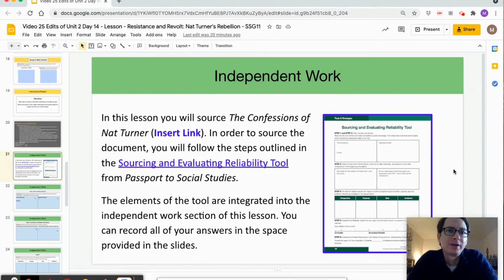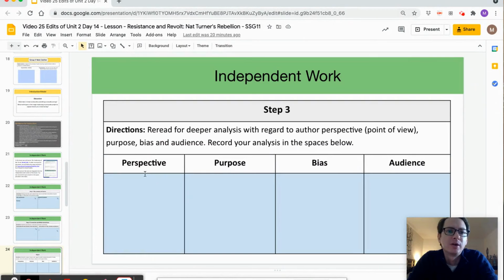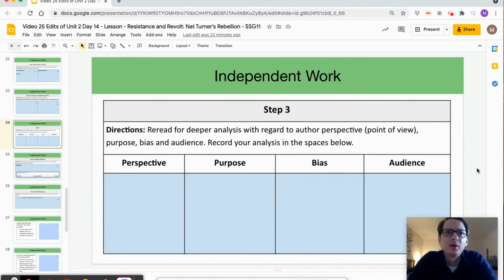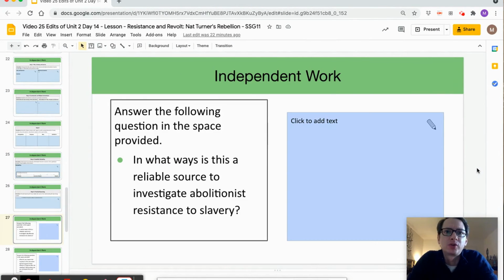Again, just as a reminder, make sure you read the headnote. This is a pretty unique source, and taking a minute to read through it will likely provide you with some insight when you get to considering the author's perspective, purpose, bias, and audience. If you would like more elaboration on how to use this tool or to see it modeled, there is a separate video available. There are two check for understanding questions that follow.